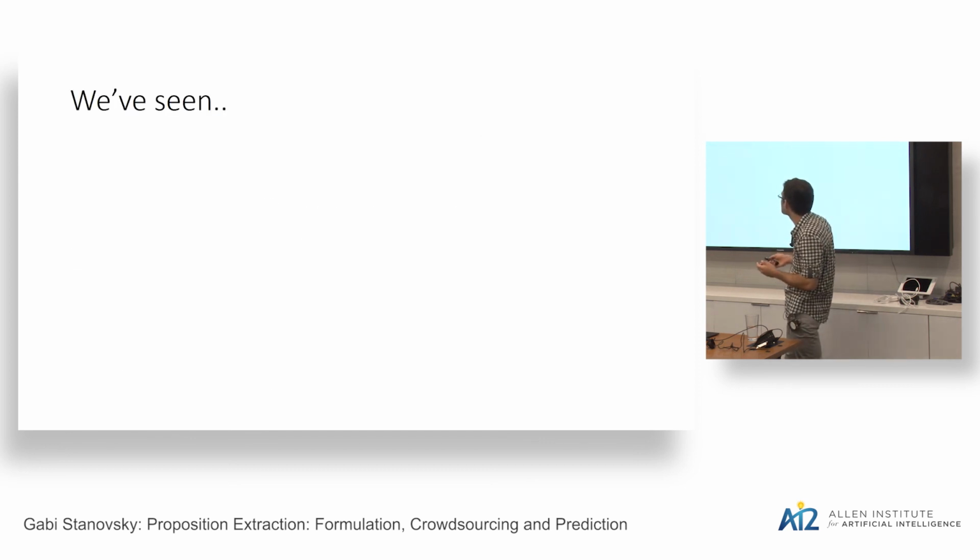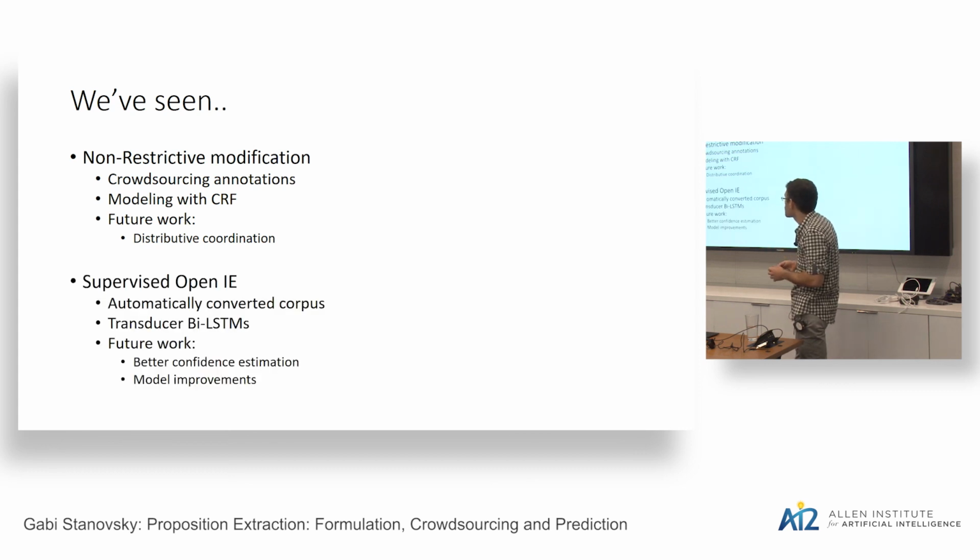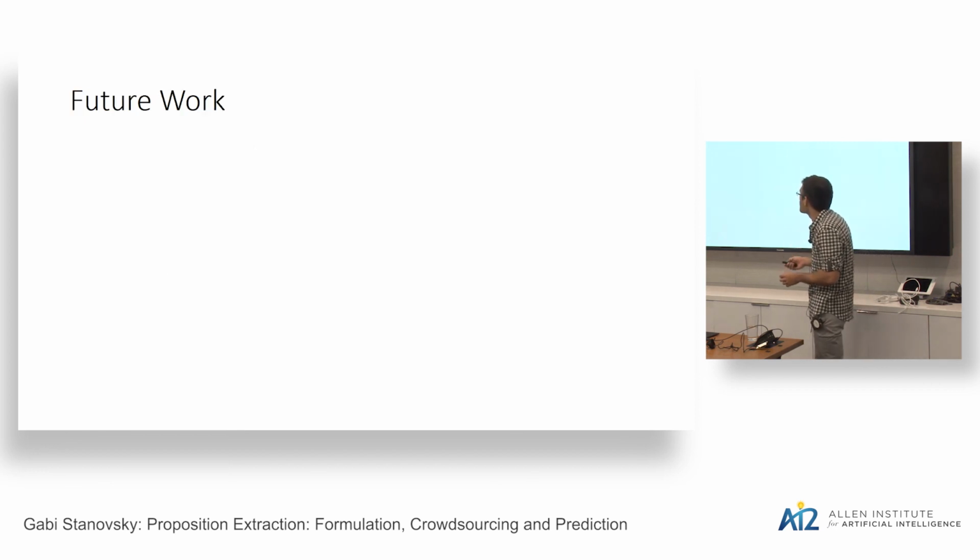So to conclude, we've seen non-restrictive modification, some crowdsourcing technique, modeling with CRF, and I'm interested in following this up with distributive coordination. I think that you can use similar techniques to annotate non-distributive coordination and try to do similar work there. For supervised open information extraction, as we've seen, better confidence estimation, model improvements, and using what Oren said could also be a good improvement. There are a lot of avenues that I think can be explored here.